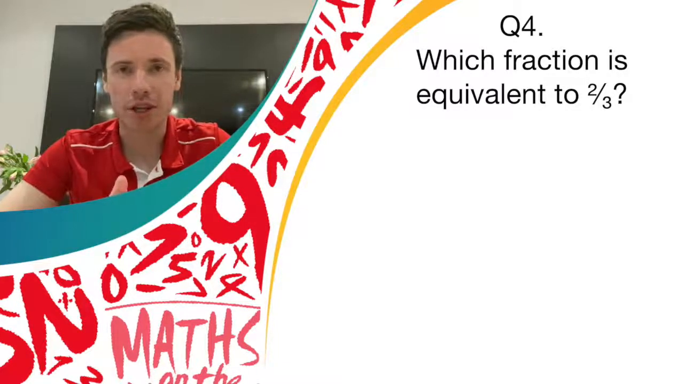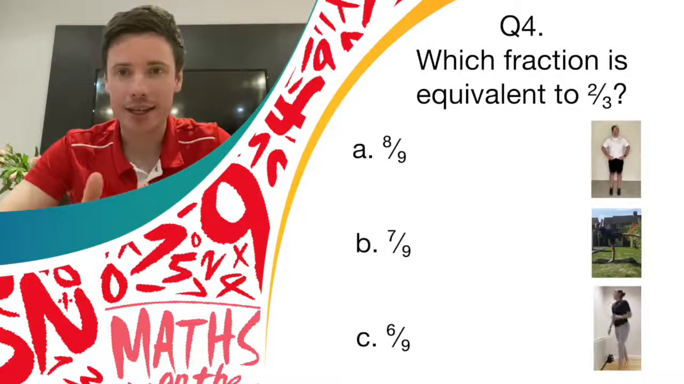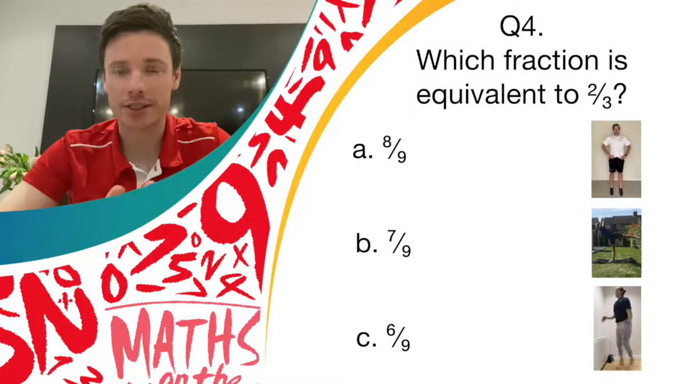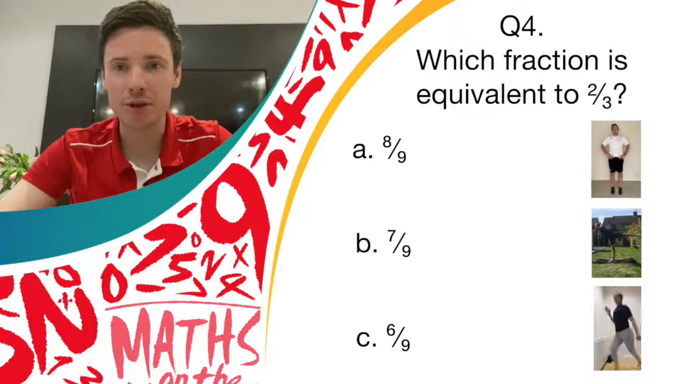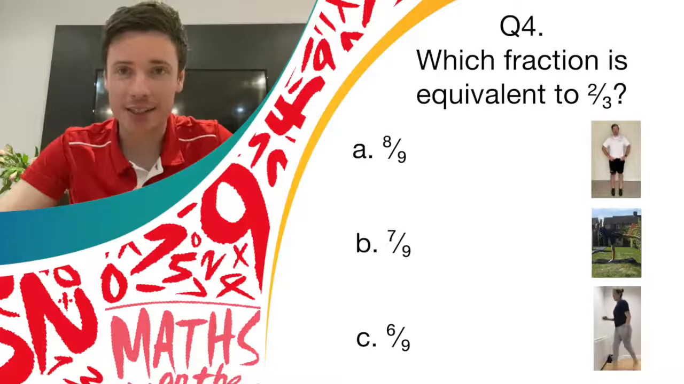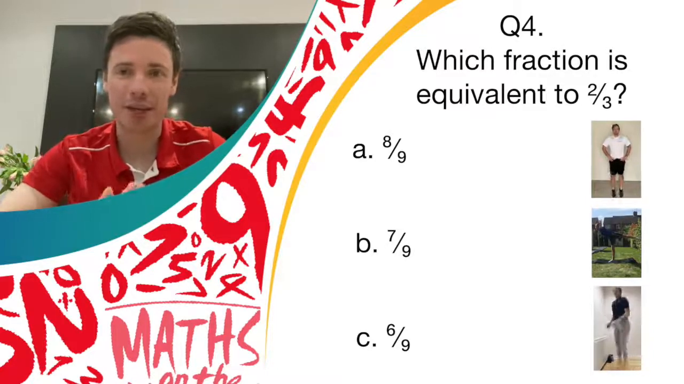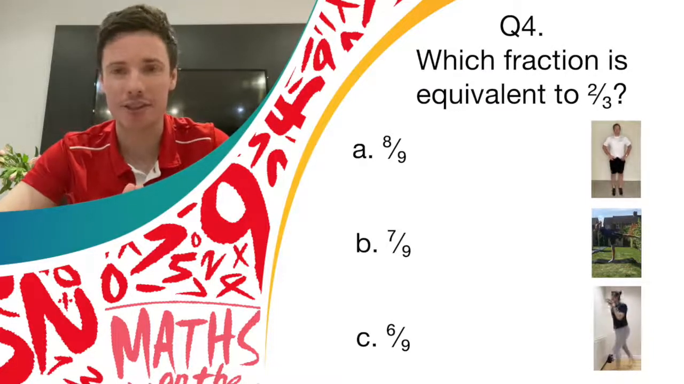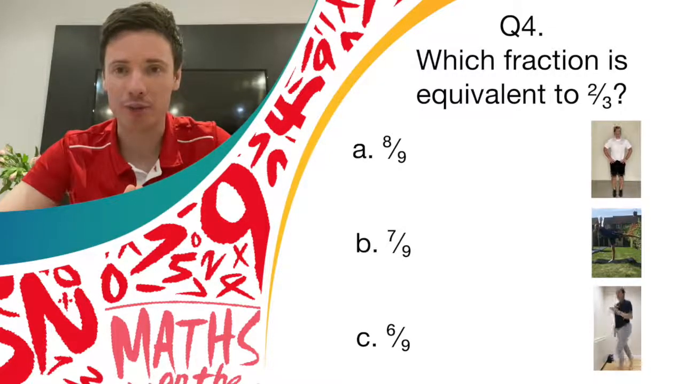Okay, so your options are, is it 8/9, is it 7/9, or is it 6/9? As soon as you know the answer, then the movements are, if you think it's 8/9, it's little bounces on the spot. If you think it's 7/9, then it's a balance for you to hold. And if you think it's 6/9, then it's a spotty dogs movement.